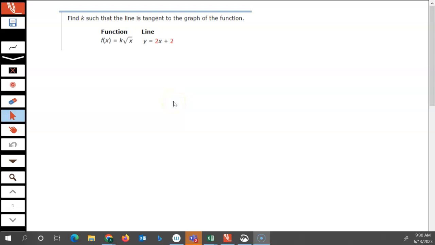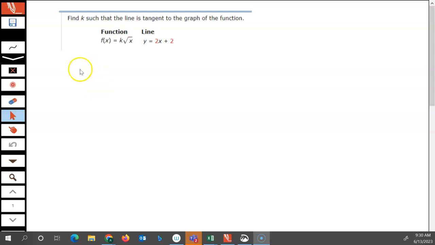Alrighty, so I had a couple questions about this type of problem. We want to find K such that the line is tangent to the graph of the function. So the line is tangent to the graph of the function at that particular point. We know that the function and that line are equal, and we know that the derivative of that function and the slope of the line are also equivalent or equal.